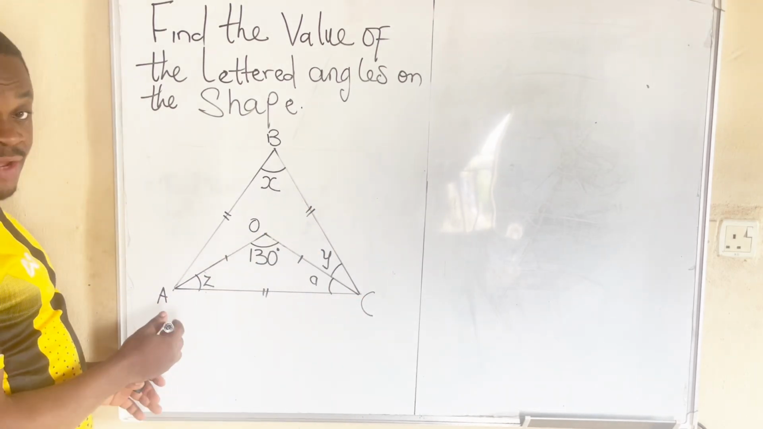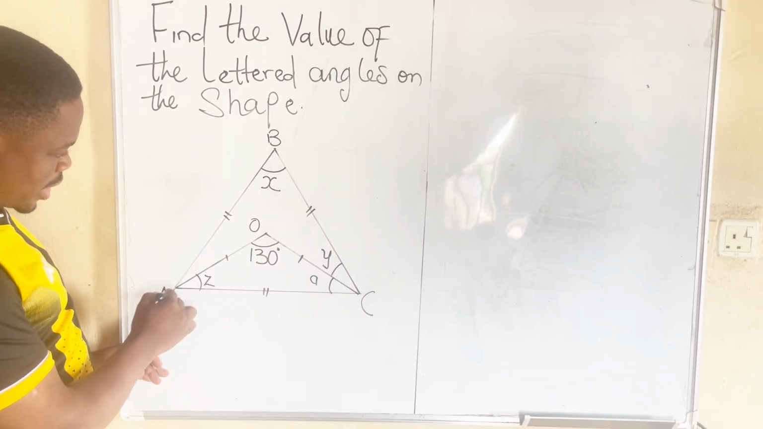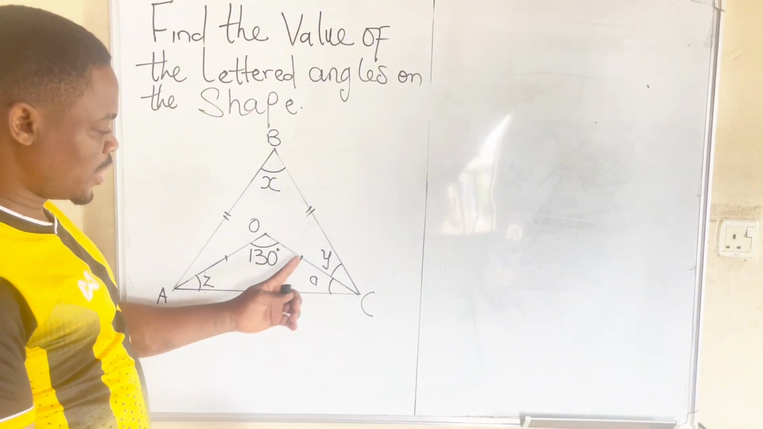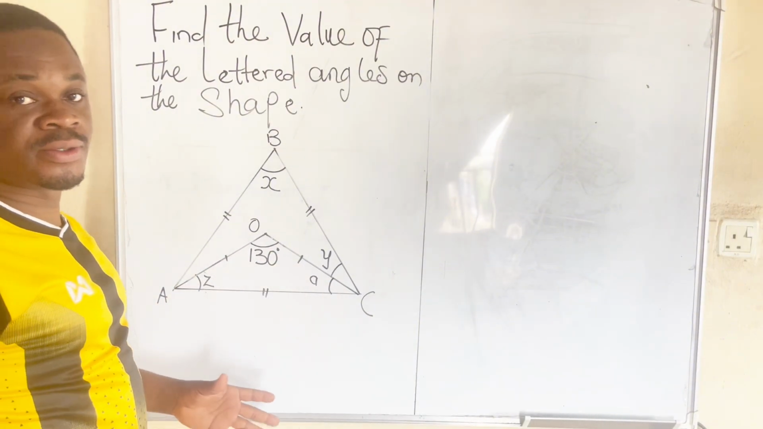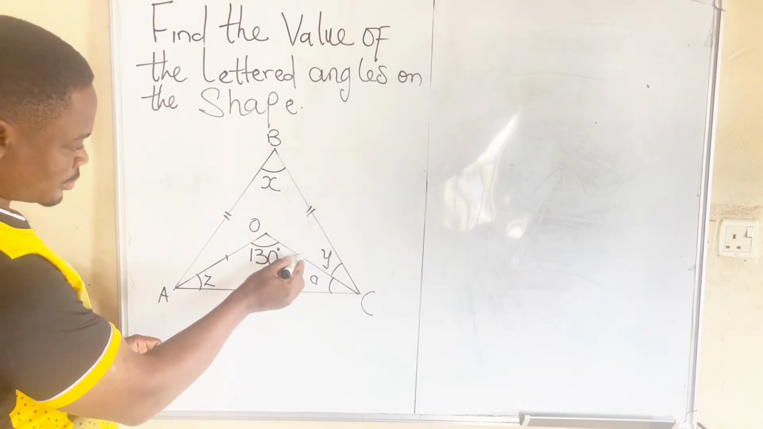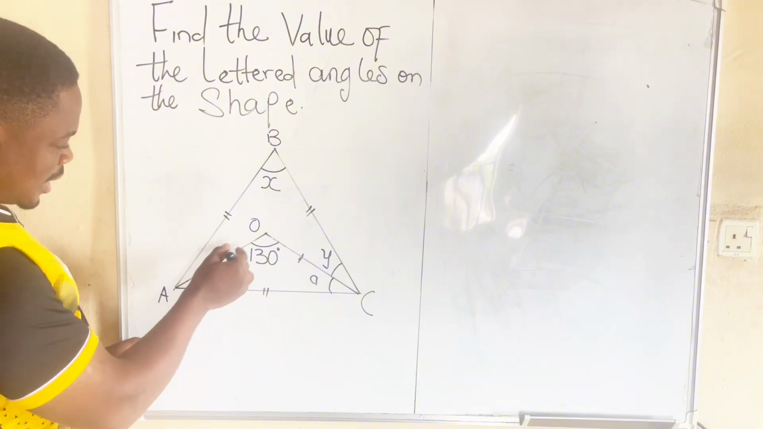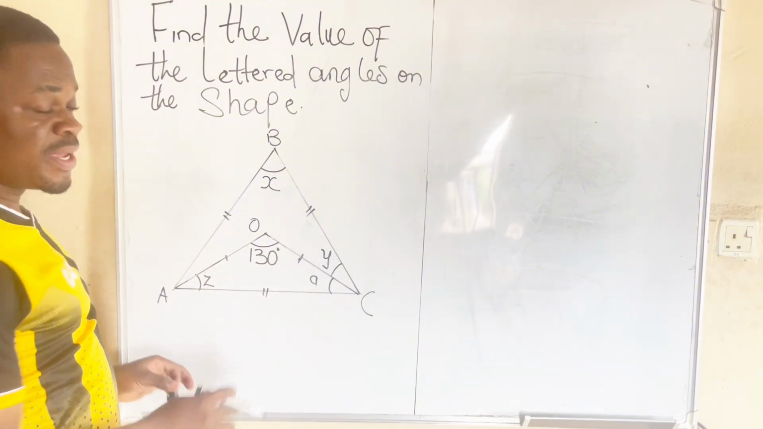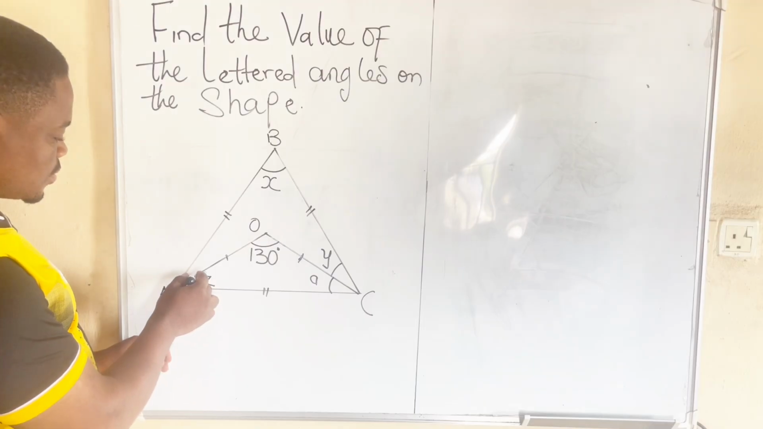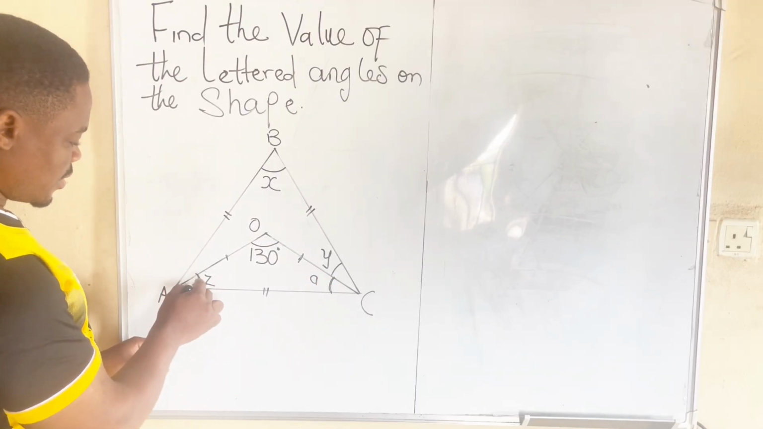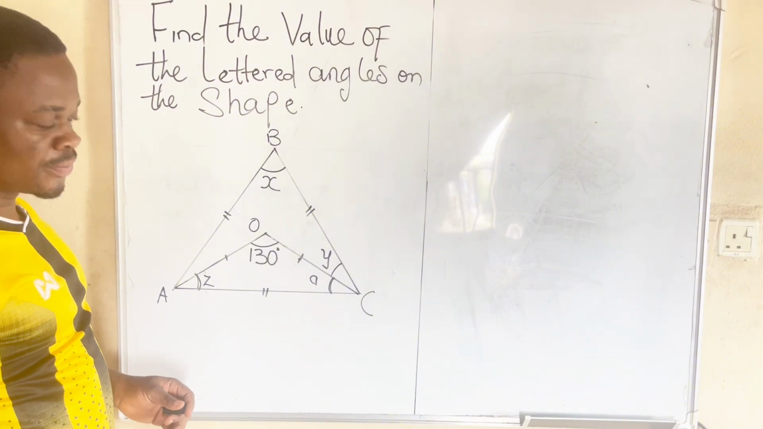We also have another triangle, which is triangle AOC, the triangle inside. This triangle is an isosceles triangle because these two sides are equal. For an isosceles triangle, if two sides are equal, it means the base angles are also equal, meaning this angle here and this other angle here are equal.